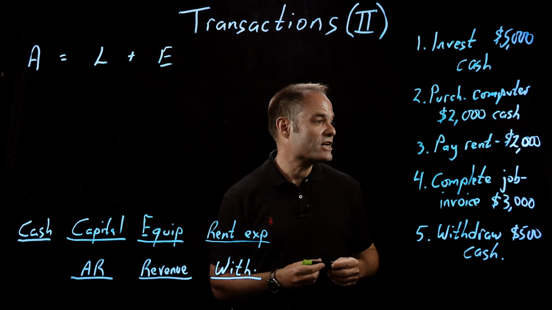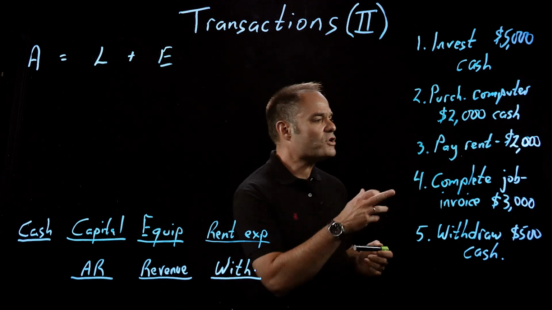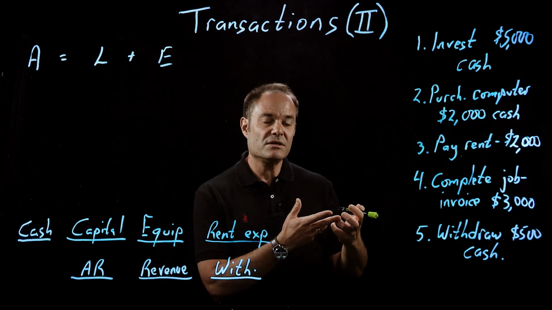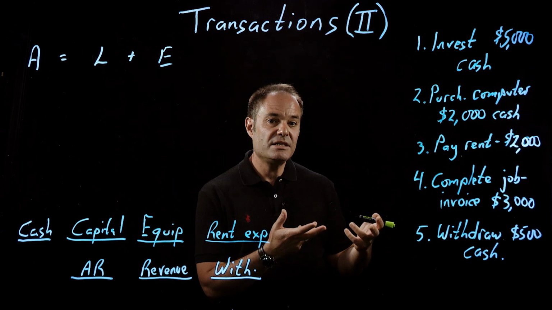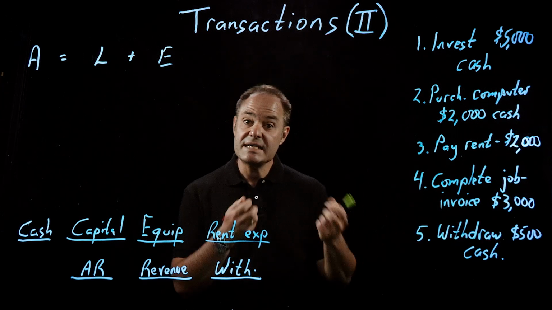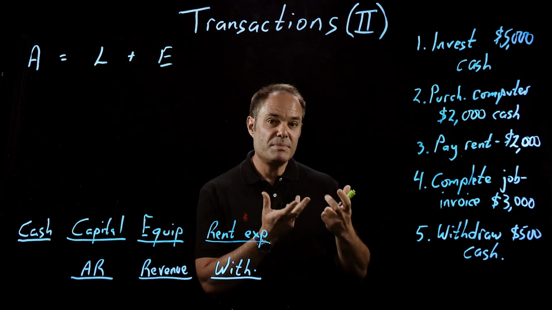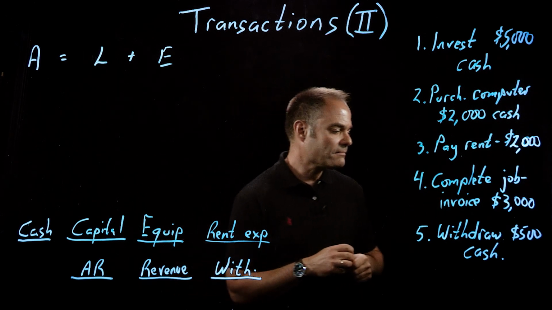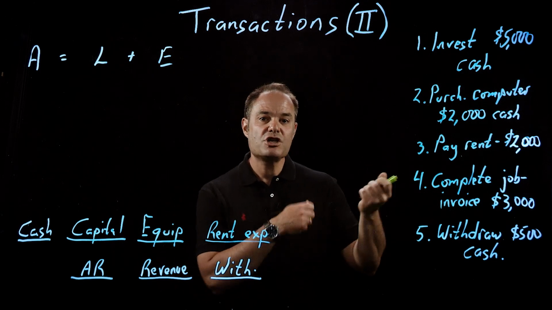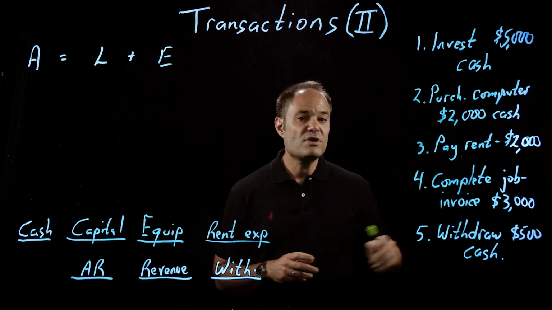Rent is always paid in cash, we assume, so I didn't bother writing in cash. In the fourth one, he's completed a job for somebody. So he's gone and done some consulting work for somebody. He's completed the work and he sent them an invoice saying that they owe him $3,000. He hasn't received the money yet, but remember what we said previously, that would be an account receivable. And then in the last one, he's withdrawn $500 of cash to go and buy whatever he wants for himself personally. So those are our transactions.